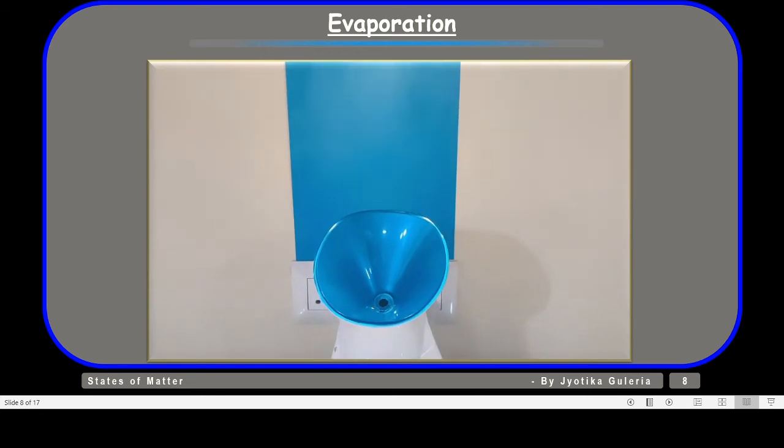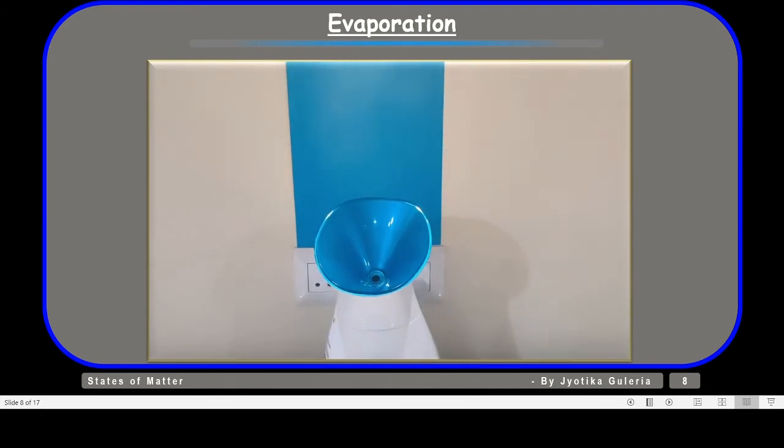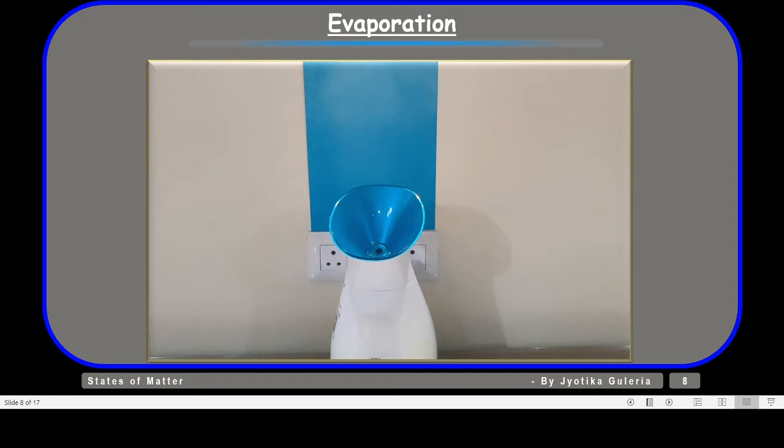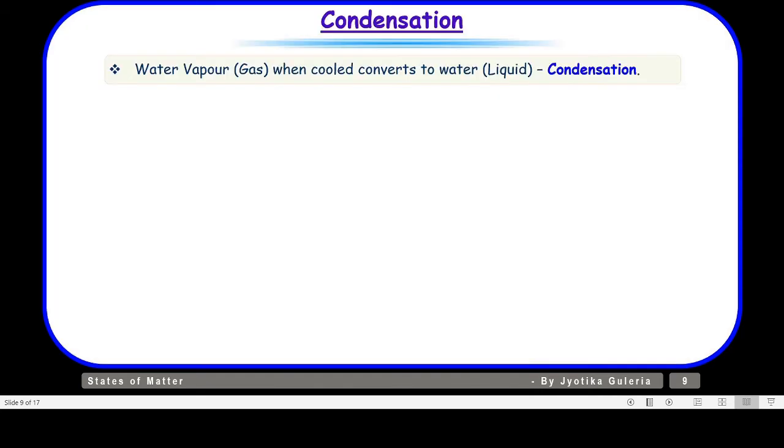Now children, in our next process, we'll see what happens to these water vapors when we cool them. So our next process is condensation. Water vapor or gas, when cooled, converts to water or liquid, and this process is called condensation. Now we are going to reverse the process. Till now we were heating up the matter, and now we'll cool down the matter.